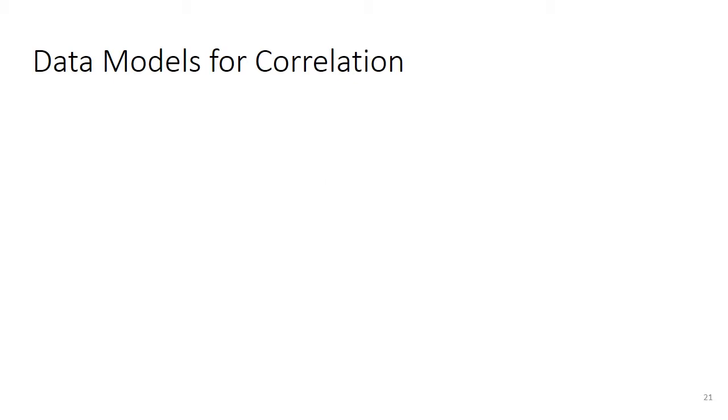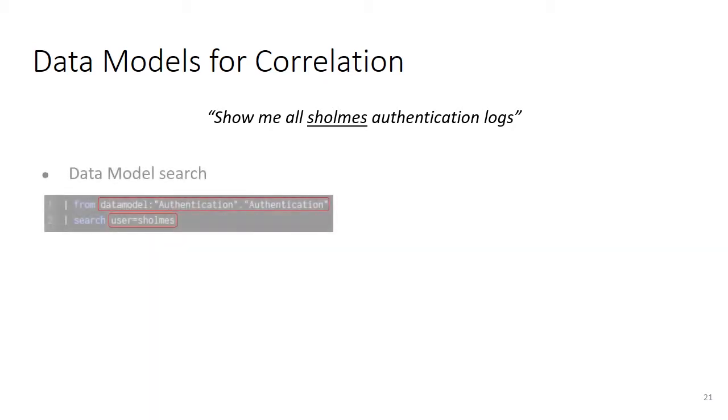It's important to understand the value of data models when it comes to correlation. So I want you to consider this use case. Show me all shomes authentication logs, shomes being the account. With the data model search, it's pretty simple. From data model authentication, parent dataset authentication, I'd like to search for user equals shomes.